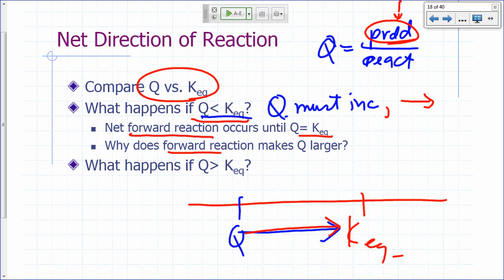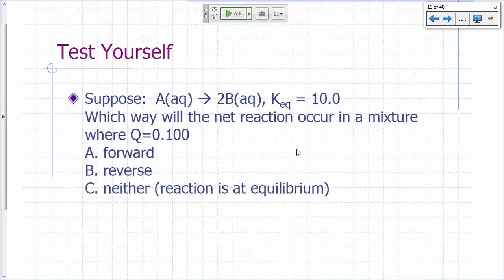What happens if Q is larger than KEQ? If Q is over here? Then we say there will be a net reverse reaction. The reverse reaction will predominate until Q becomes equal to KEQ, and you have reached your equilibrium. Okay, so let's do a few clicker questions. We have A going to B. 1 mole of A gives you 2 moles of B in aqueous solution. KEQ is 10. Which way will the net reaction occur in a mixture where Q happens to be 0.1? Is it going to go forward, reverse, or neither?